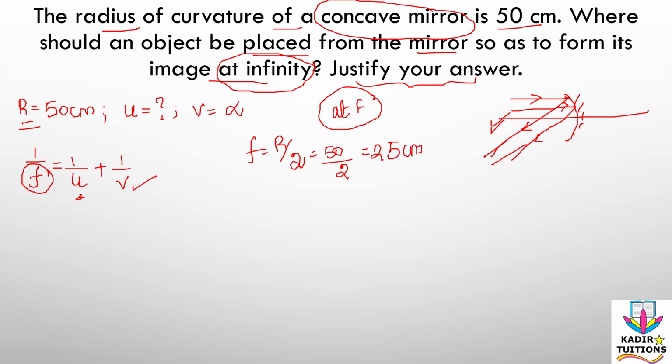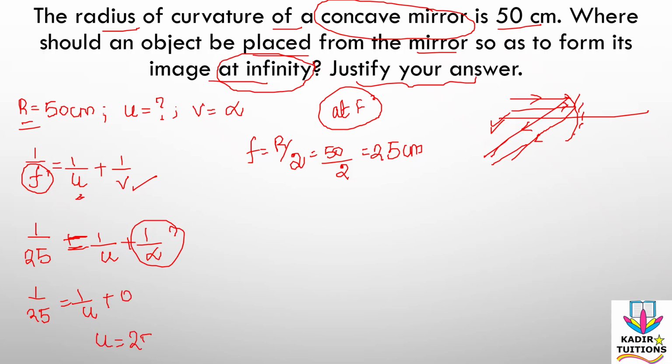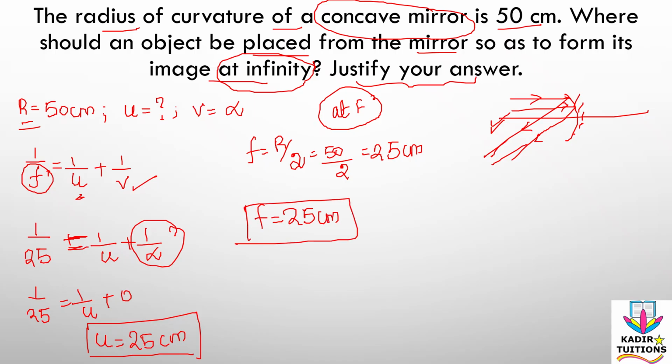So what is f over here? It's the focal length. So 1 by 25 equal to 1 by u plus 1 by infinite. So let it be 1 by 25 equal to 1 by u. What is 1 by infinite? It's nothing but 0. Then what is the value over here? u equal to 25 centimeter. So what is u? It's 25 centimeter. What about f? That is also 25 centimeter. So at the focus only the object is residing.